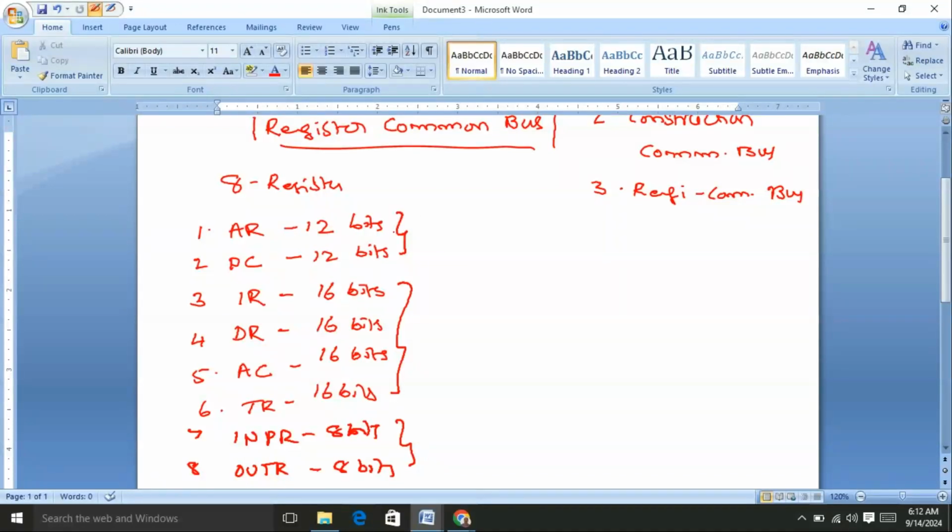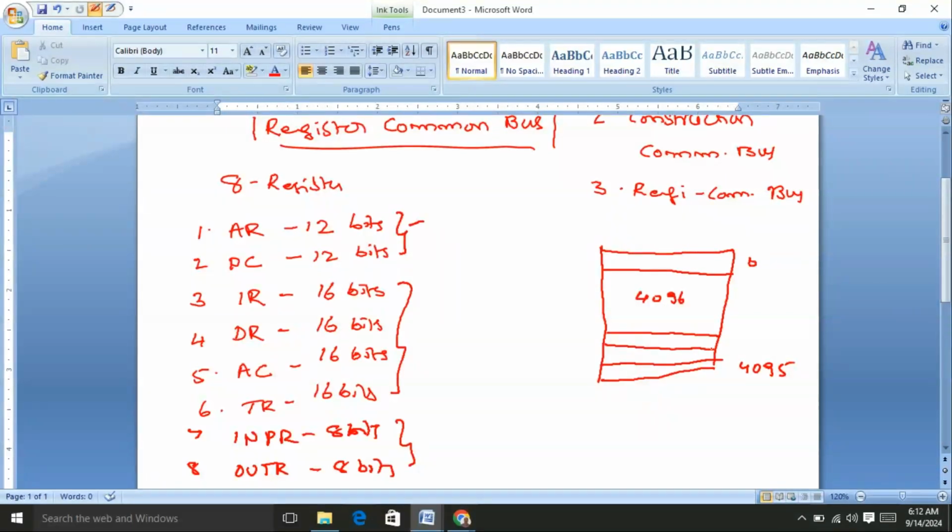Why are some of these registers 12 bits? Because the length of the memory address is 12 bits. We know that the size of the memory is 4096. That means this is the 0 location, this is the 4095 location, totally 4096 locations. The length of each location is 16 bits. Hence, to represent this address, we need 12 binary bits, that is 12 zeros. That means 2 to the power of 12 equals 4096. The last one is 12 ones. So for that reason, the memory address consists of 12 bits.